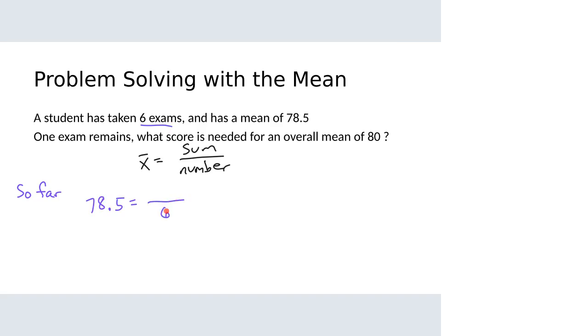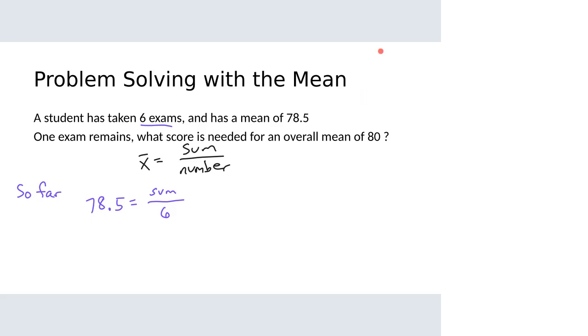What we don't know is how many points they've earned so far. We could call it the sum if you want to. That's the sum of their exam scores so far. If we had all their exams added up, divide by 6, it must be 78.5 because that's their mean. We don't know any individual exam score. We just know if we add them all up, divide by 6, we get 78.5.